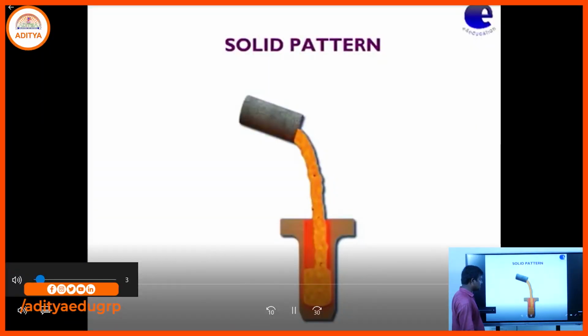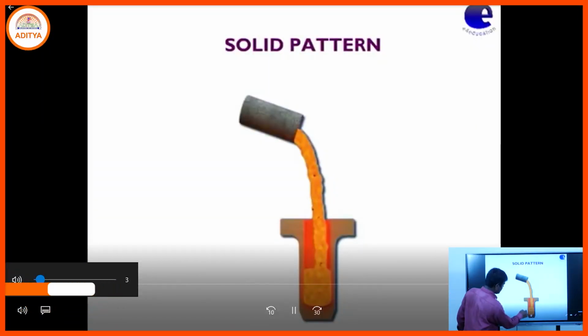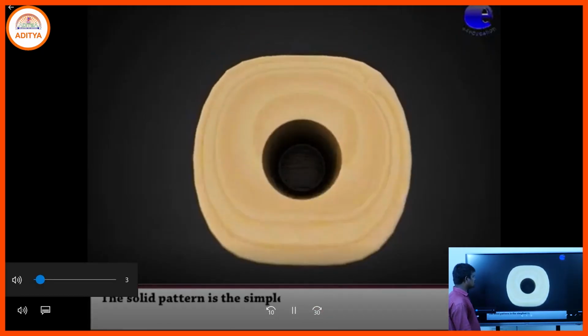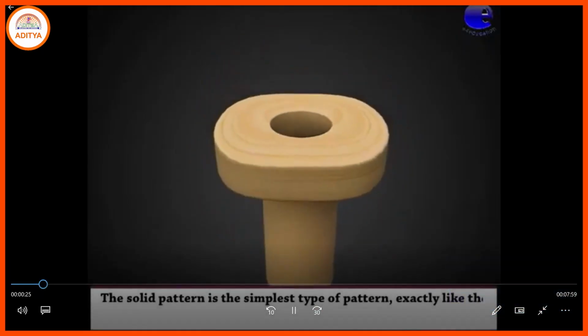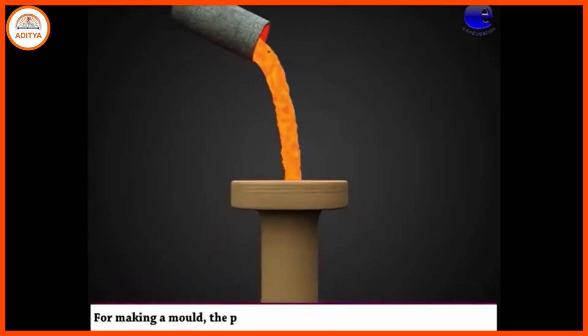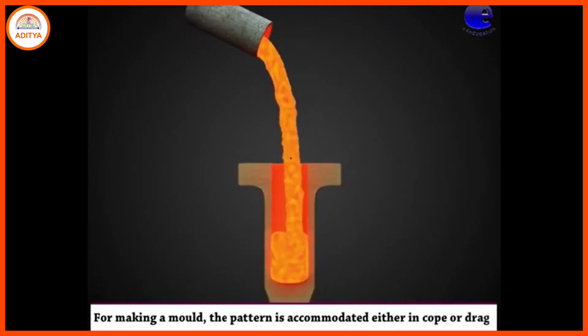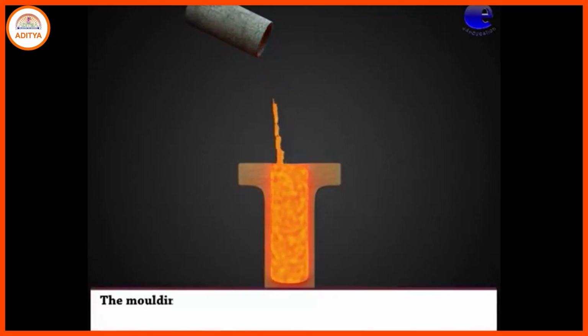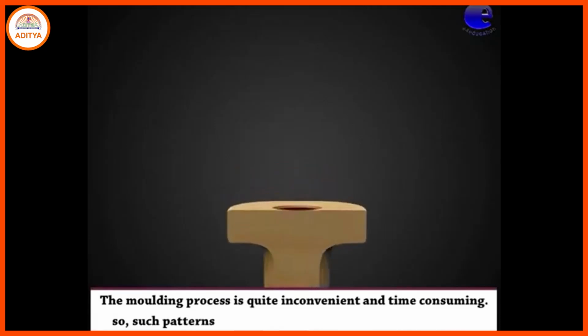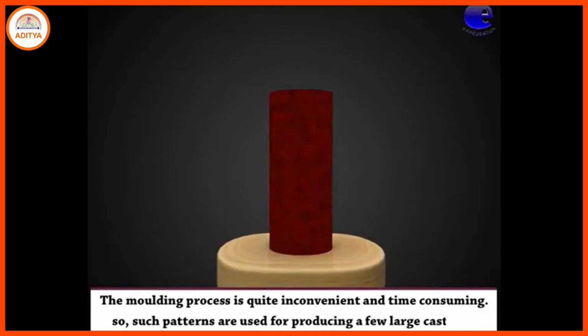First is the solid pattern, which gives the shape of the cavity. The solid pattern is the simplest type of pattern. Here we pour the molten metal from the ladle, and it takes the shape of the pattern. Finally, after solidification, a solid product is produced.